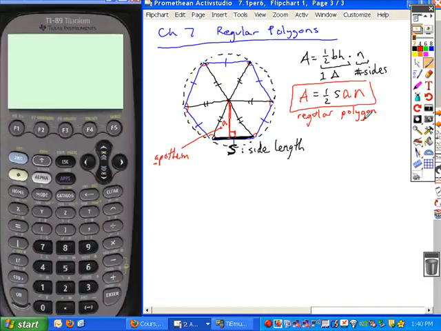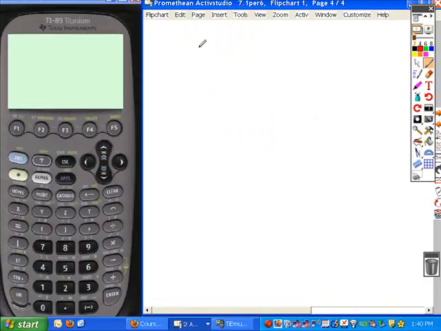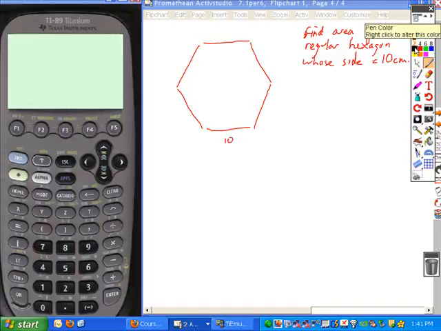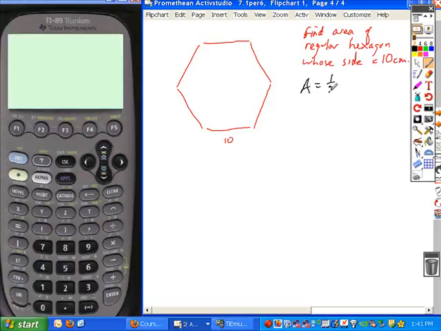Now let's take a look at a problem that has to do with a regular polygon, and one that you're very likely going to see. Let's take this regular hexagon again. If I ask you to find the area of a regular hexagon whose side equals 10 units, you know that this length is 10. Your area formula is 1/2 SAN.